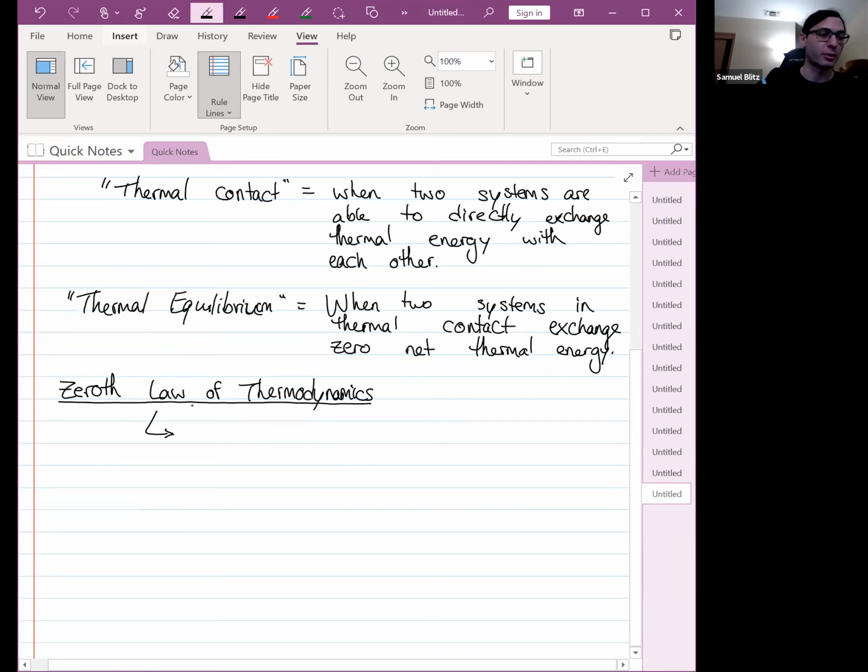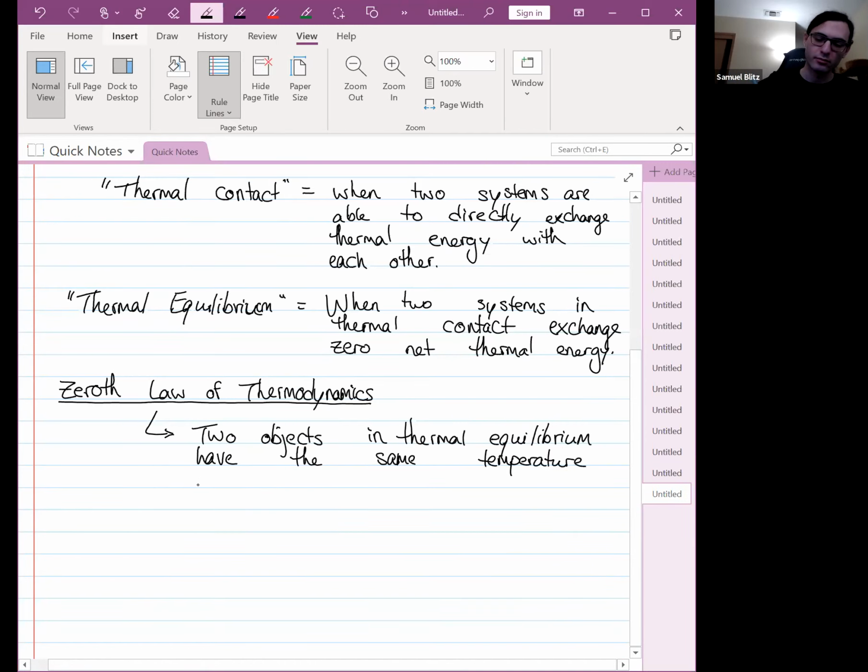The Zeroth Law of Thermodynamics states that two objects in thermal equilibrium, remember, that means that they're in thermal contact but they're not exchanging thermal energy, have the same temperature. And vice versa. If they have the same temperature, then they are in thermal equilibrium.